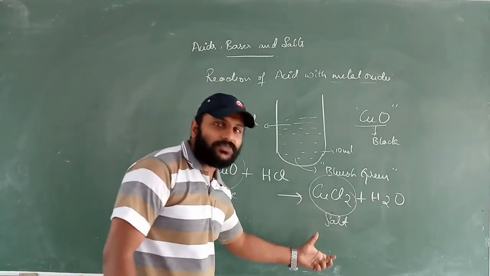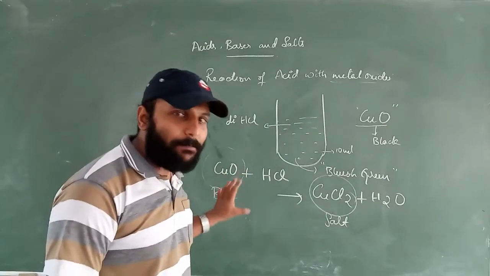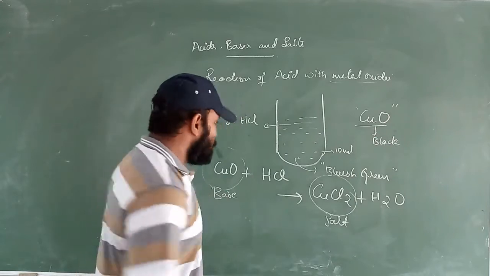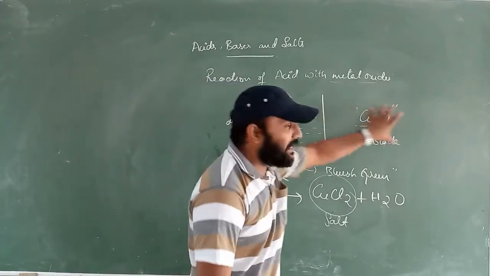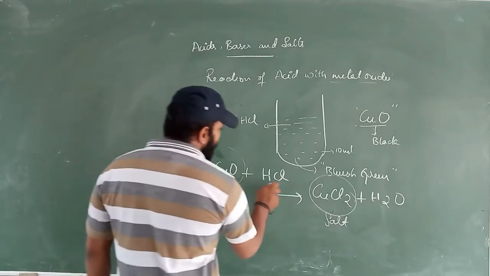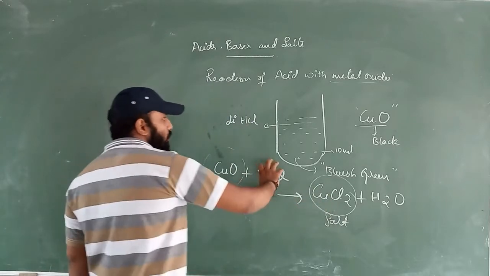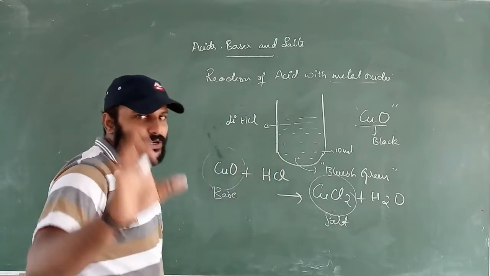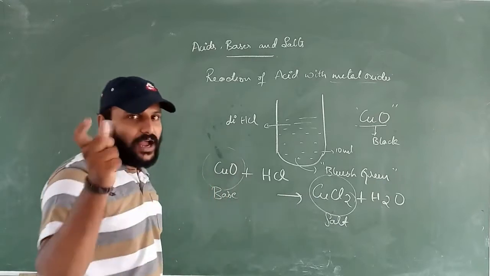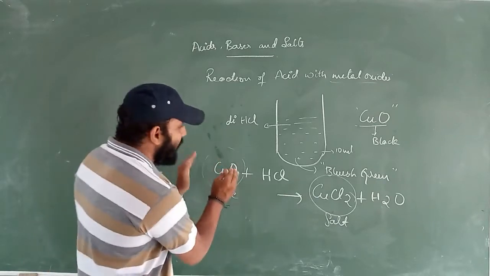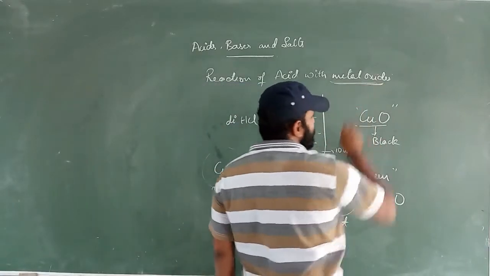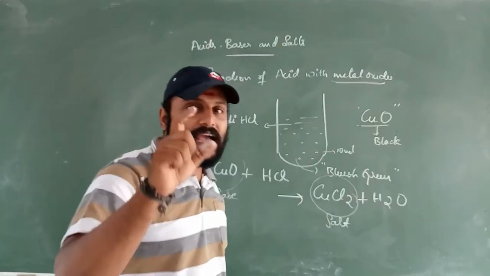If we are getting a salt, one should be an acid and the other should be a base. So what is the base we have taken here? CuO, which is nothing but a metal oxide. We have already taken an acid, dilute HCl, and we are getting a salt. So the CuO, the metal oxide we have taken, should act as a base.